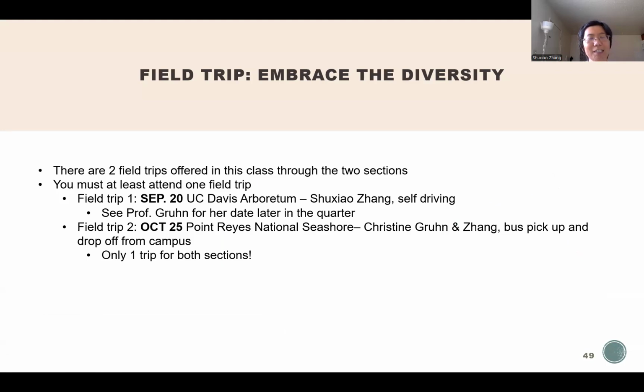So one of the things that is required for this class is that you have to go on 2 field trips, and it's a really nice way for you to get out, look at nature, and embrace the diversity that you can see in the plants. So there are 2 field trips offered in this class, considered 2 sections. There is the UC Davis Arboretum. So for people in my section, this is on Saturday, September 20th. It's a self-driving field trip. I'll give you guys the location and the GPS coordinate for where we'll meet on UC Davis campus. And we're going to go there and look at all the plant collection in the Arboretum.